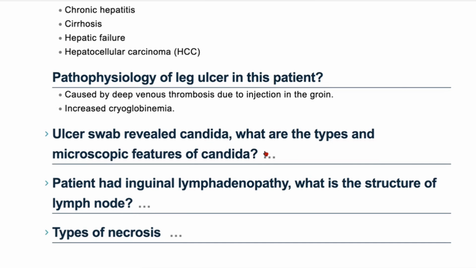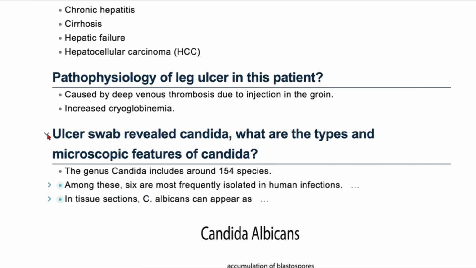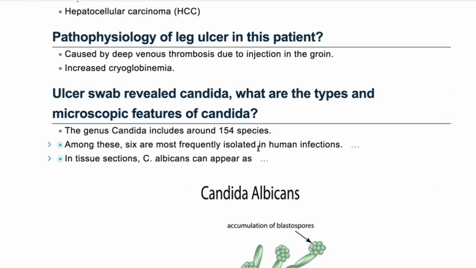The ulcer was swabbed and showed candida. We have two questions here. What are the types of candida? There are multiple types, up to 200, or actually, to be exact, it's 154 species.